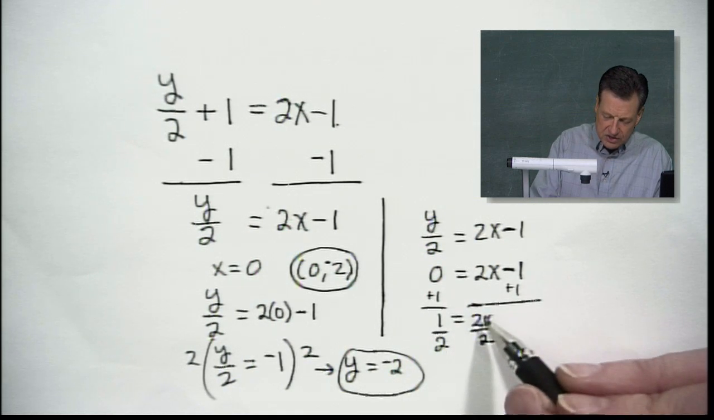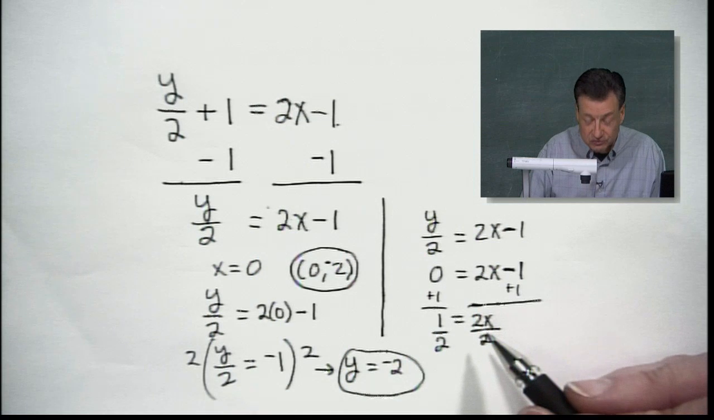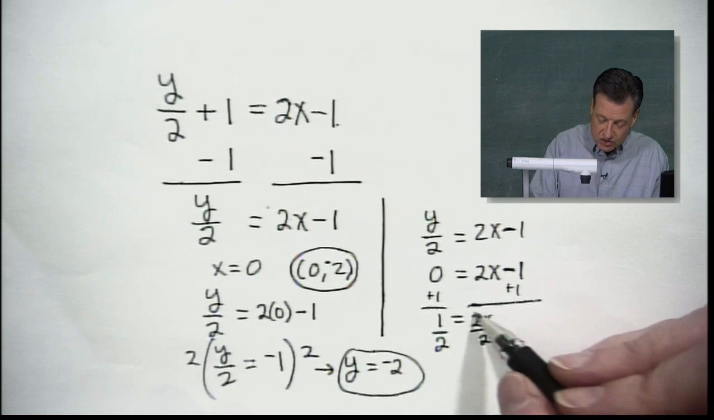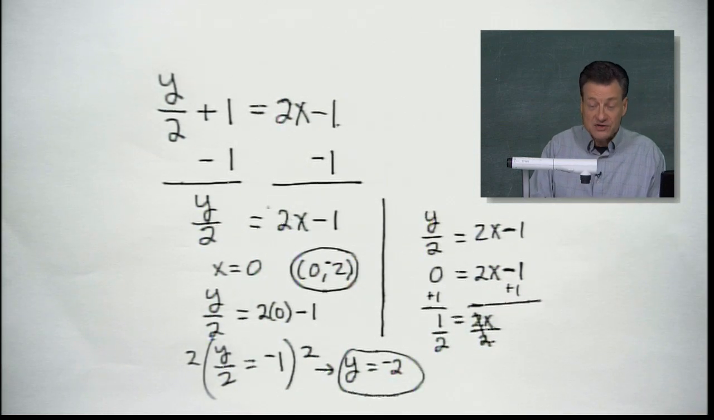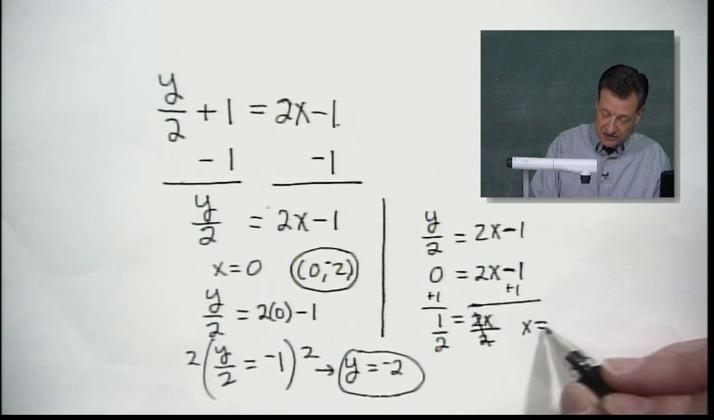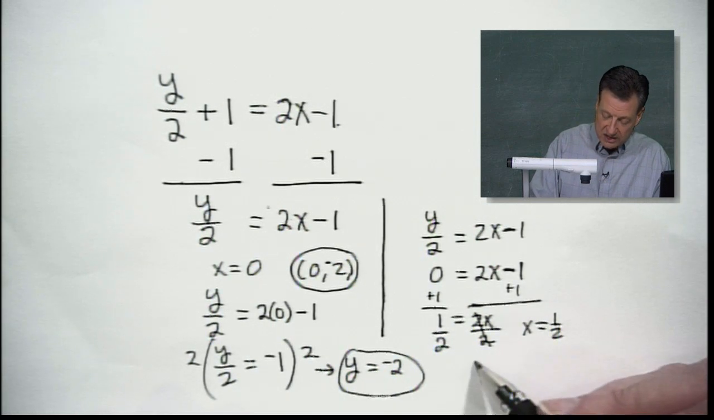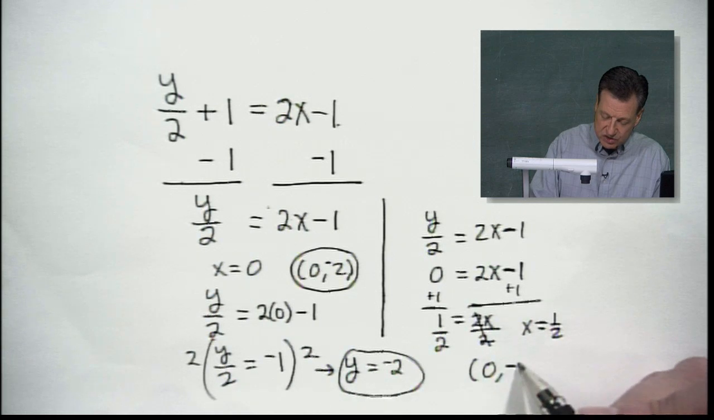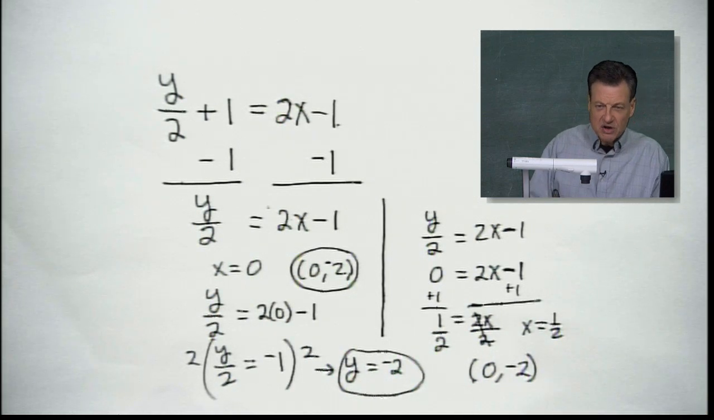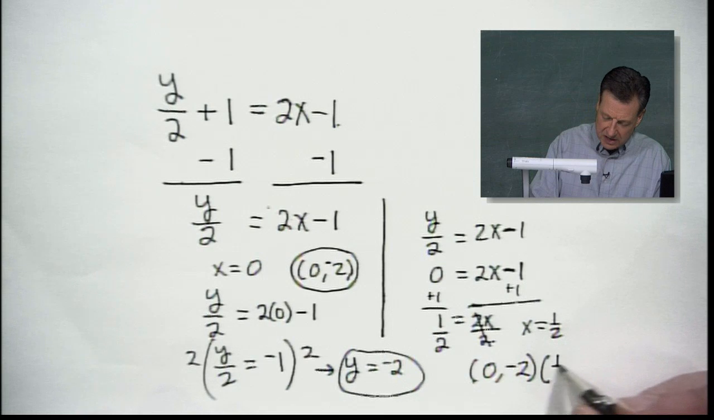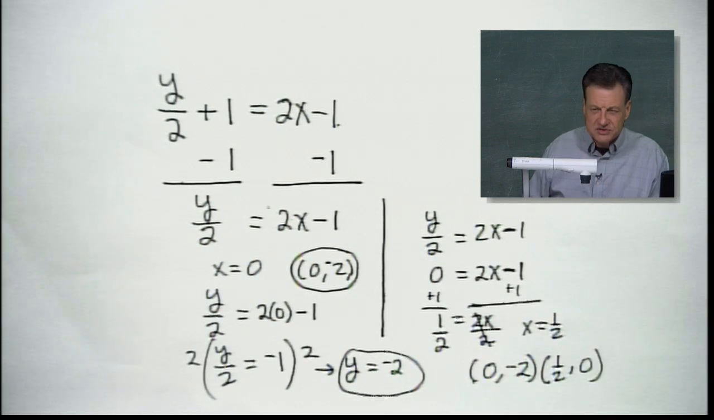The reason is we've got to get x by itself, right? We want to clean up x. So the 2's go away, and I have a 1/2, and that's okay. So we've got x equals 1/2. So the intercepts that I'm seeing, and I think this is what you're asking, I hope it is, are (0, negative 2) and (1/2, 0). Does that help you a little bit? Does that make sense?